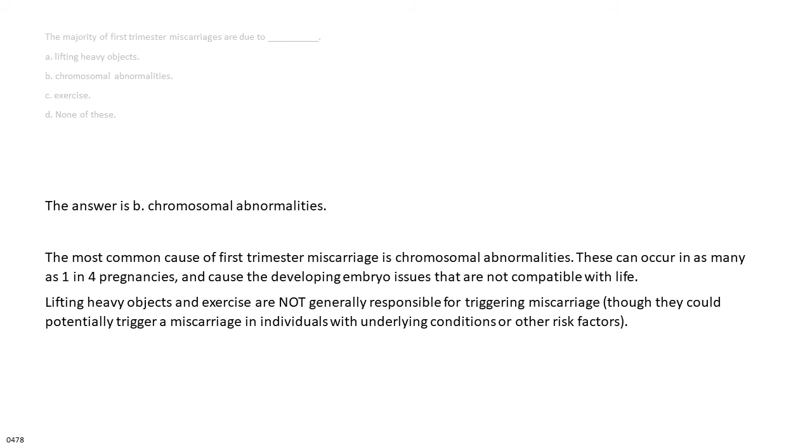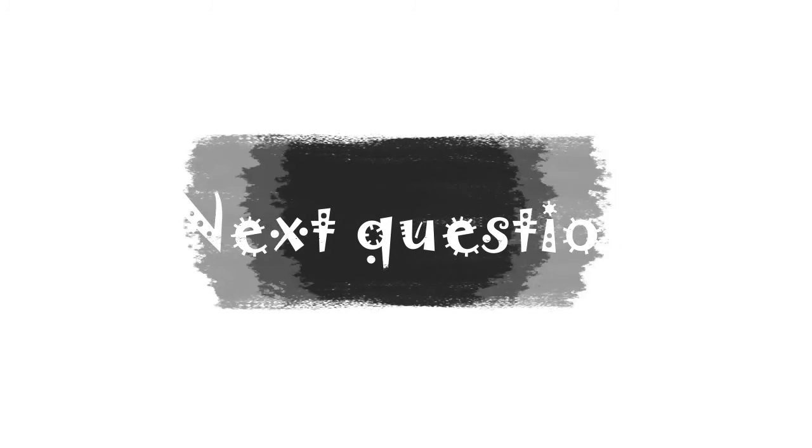The answer is B. Chromosome abnormalities. The most common cause of first trimester miscarriage is chromosome abnormalities. These can occur in as many as 1 in 4 pregnancies, and cause the developing embryo issues that are not compatible with life. Lifting heavy objects and exercise are not generally responsible for triggering miscarriage, though they could potentially trigger a miscarriage in individuals with underlying conditions or other risk factors.